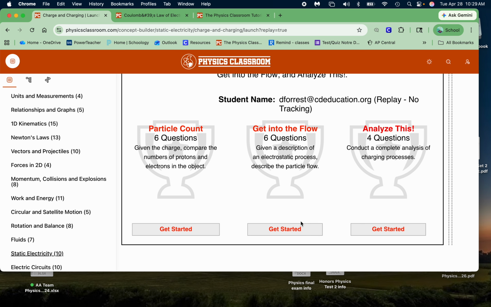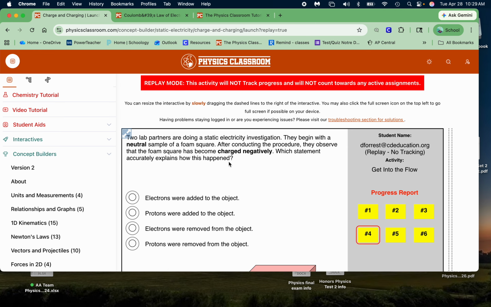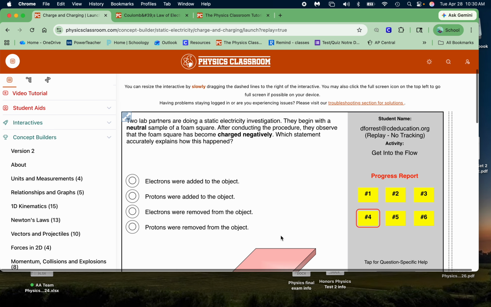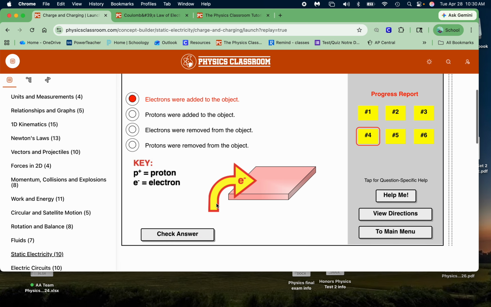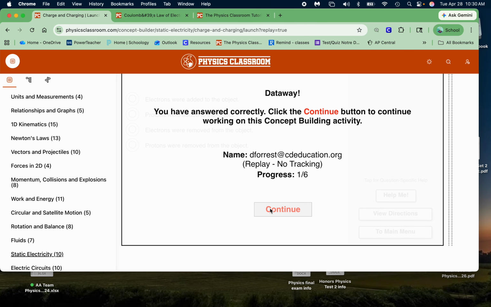So next I'm going to go to Getting into the Flow. 2 lab partners are doing a static electricity investigation. They begin with a neutral sample of a foam square. After conducting the procedure, they observe that the foam square has become charged negatively. Which statement explains how this happens? So it's either electrons or protons moving. In solids, it's electrons that move. So if this was neutral and becomes negative, it should be that electrons were added to the object.